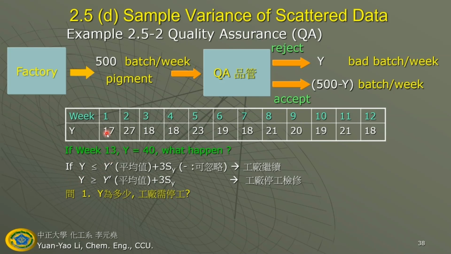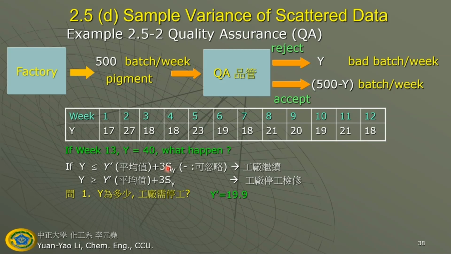Let me repeat this again. You have 12 numbers here, right? From 7, 17, 27, 18, 18. You have 12 numbers here. You know the arithmetic mean, which is this one, Y prime. And then you know how to do the standard deviation calculation with these 12 numbers. And you add up, you times it by 3.